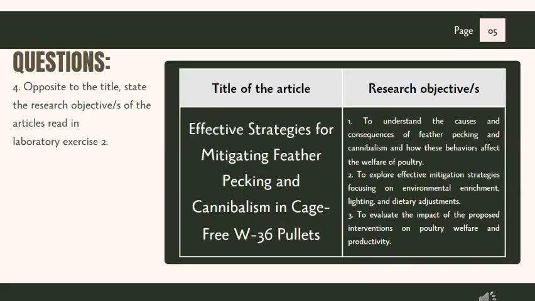Question number 4. Opposite to the title, state the research objectives of the article read in laboratory exercise number 2. First article, effective strategies for mitigating feather picking and cannibalism in cage-free W36 pullets. First objective, to understand the causes and consequences of feather picking. Second, to explore effective mitigation strategies focusing on environmental enrichment. Third, to evaluate the impact of proposed interventions on poultry welfare and productivity.